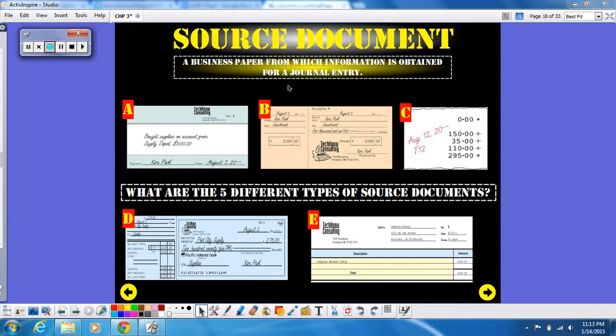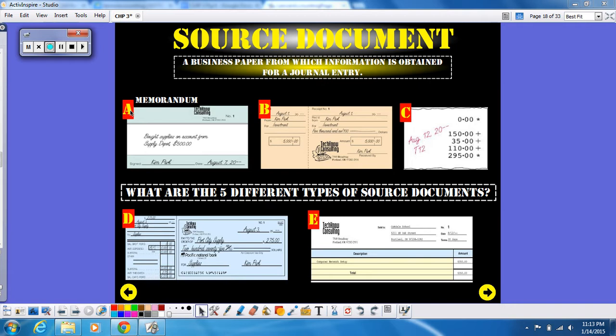Okay. Now there's 5 kind of source documents, and you can see the 5 here on the screen. This is kind of a visual as to what they look like, each one of them. And all of them are used at different occasions. You use them depending on the transaction, which determines which one you are going to use. But let me tell you what the 5 are. Okay, so the first one here, this is a memorandum. Okay, a memorandum, so write that down.